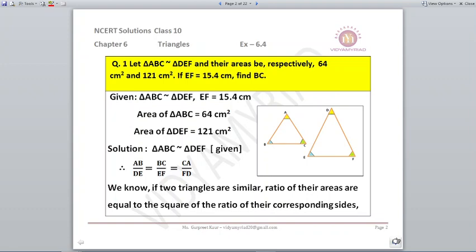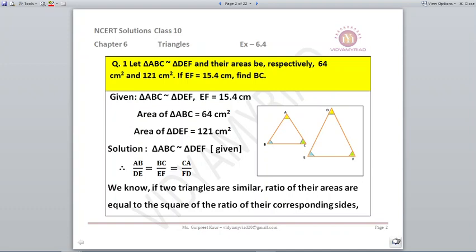Question number 1. Let triangle ABC be similar to triangle DEF and their areas be respectively 64 cm square and 121 cm square. If EF is 15.4, find BC. Now, when the triangles are similar, it means their corresponding sides are proportional. And we also know the ratio of their areas is equal to the ratio of the squares of their corresponding sides. According to this similar triangle, we can say that AB upon DE will be equal to BC upon EF will be equal to CA upon FD.